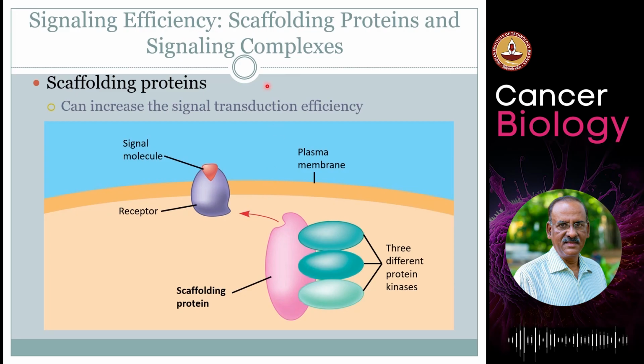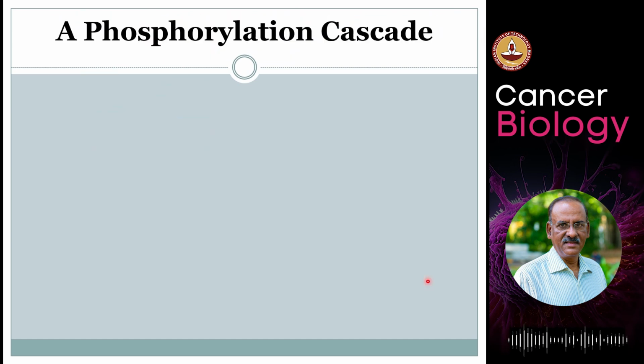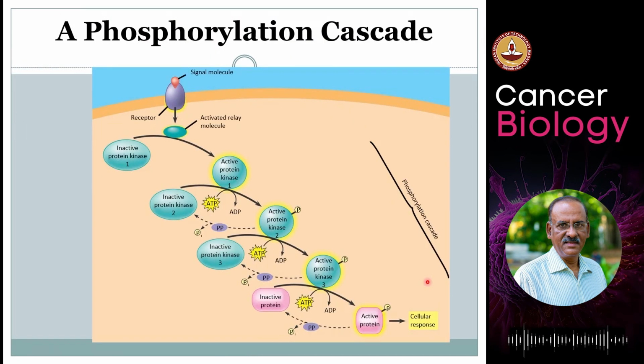Now the signaling efficiency can be further enhanced by what are called scaffolding proteins. For example, in this case, this one shown here is a scaffolding protein. It interacts with not only the receptor but three different protein kinases. The advantage of protein kinases comes in the next slide. What happens is they can create what is called a phosphorylation cascade. What is it? You can see here.